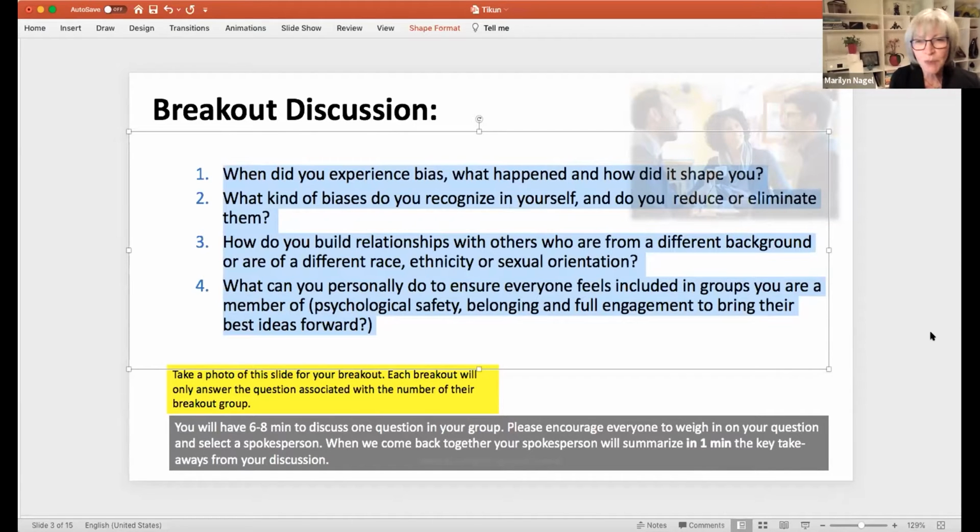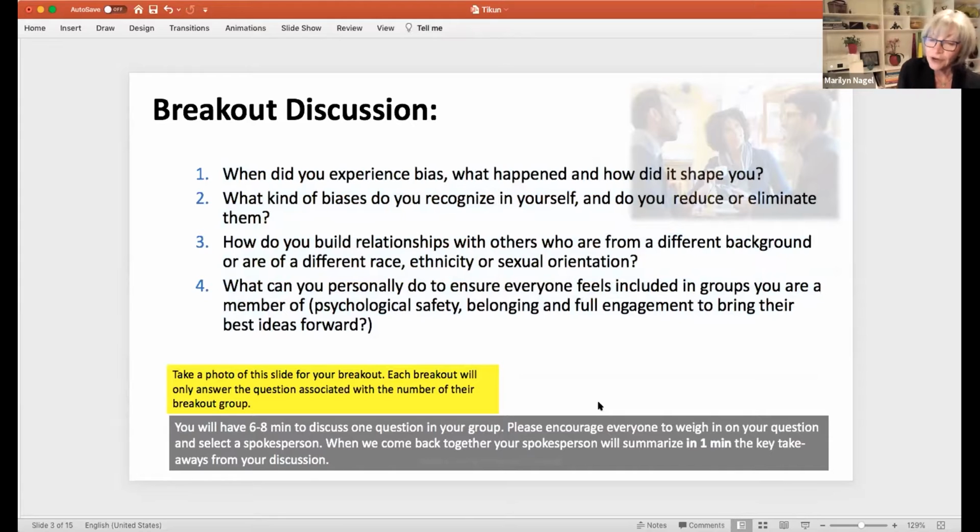We don't want to pressure people to participate if they don't want to, but we would love to hear from as many of you as possible. And we're going to come back together. One person from each group is going to summarize key takeaways from your discussion when we come back together in 8 minutes. So if everyone's ready, head to your rooms. Welcome back, everyone.